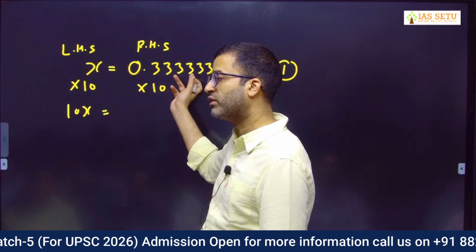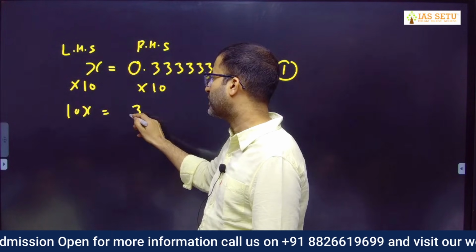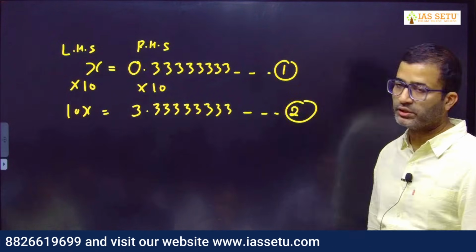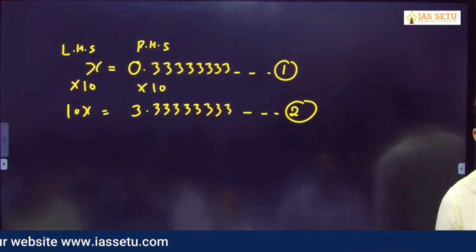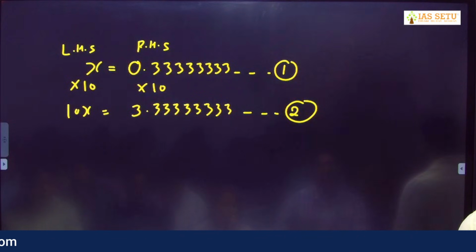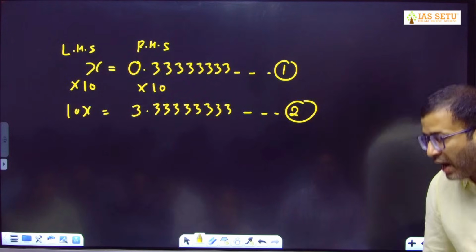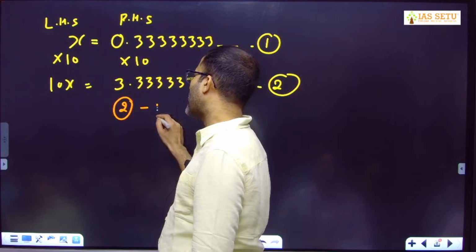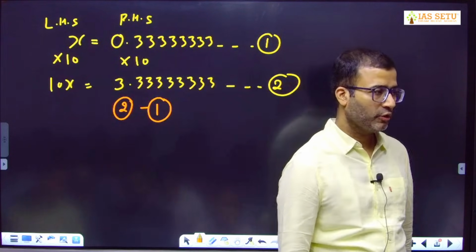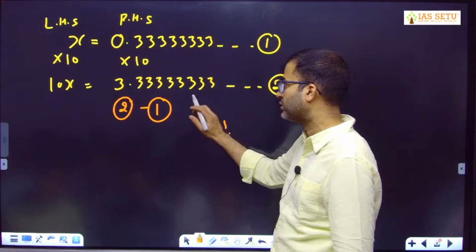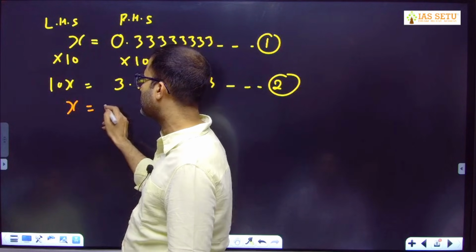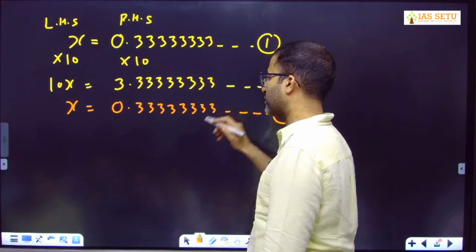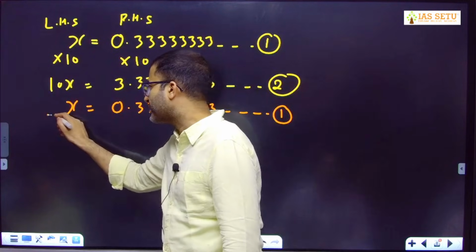But when you multiply a decimal value by 10, what will happen? Your decimal will shift one place to the right side. So your value becomes 3.333333 and so on. This is equation number 2. Whenever you multiply a decimal with 10, the decimal will shift one place to the right side. After that, my next step is, I will do equation number 2 minus equation number 1. From the second equation, I subtract the first equation. My first equation is x is equal to 0.333333. So I do minus here, minus here.